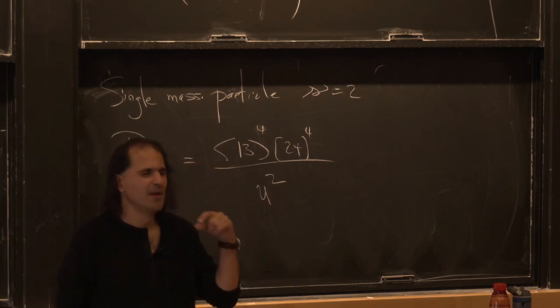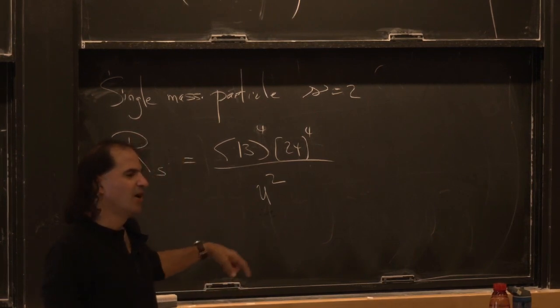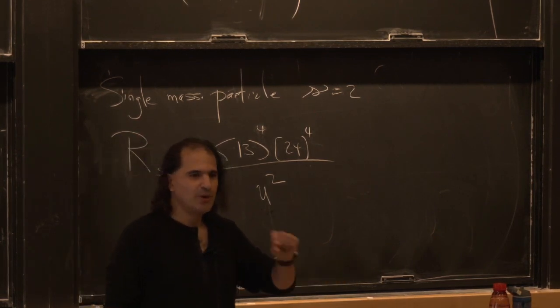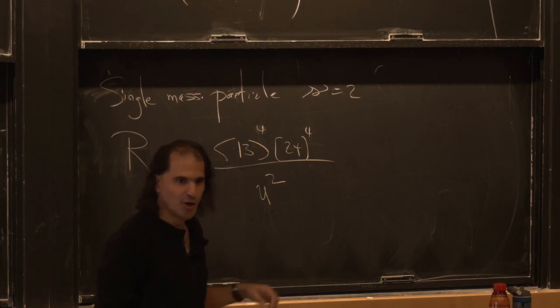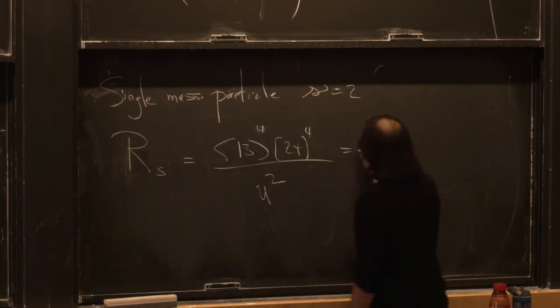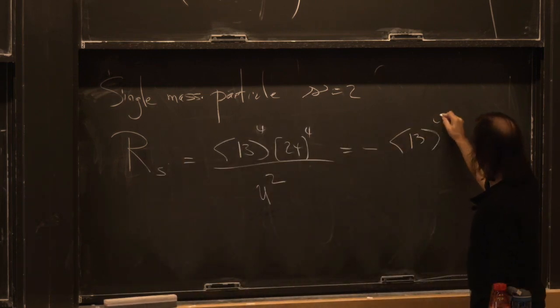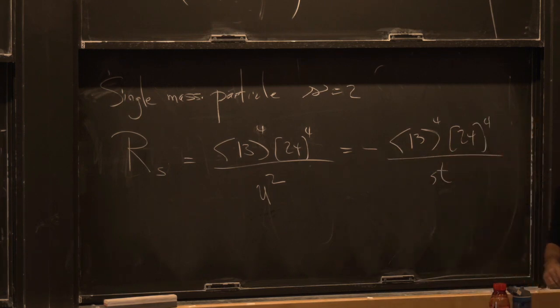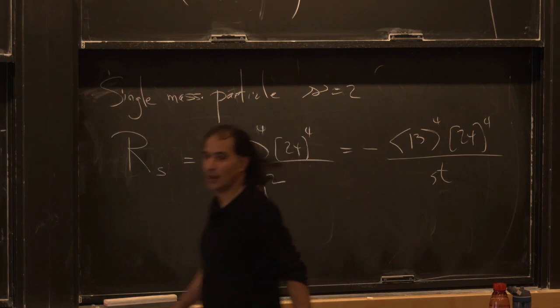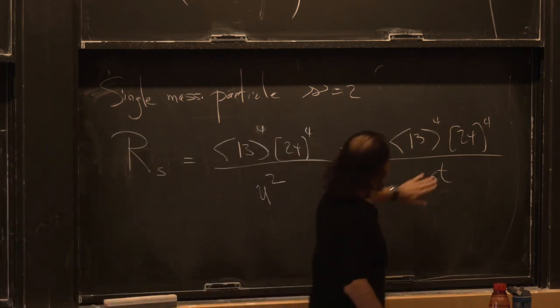But not quite, because remember, this residue is valid when s goes to 0. And when s goes to 0, u is equal to minus t. So this formula is actually equivalently negative ⟨13⟩^4 ⟨24⟩^4 over st. Again, it's only valid as s goes to 0, right? This is the residue in the S channel. And therefore, there is a single thing the answer can possibly be. If the answer can work, there's only one answer that it can be. Do you mean TU? Huh? Oh, sorry, TU. I apologize. UT.